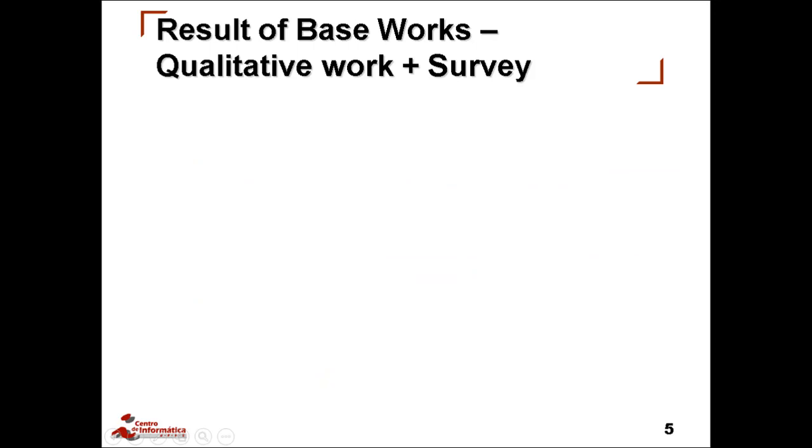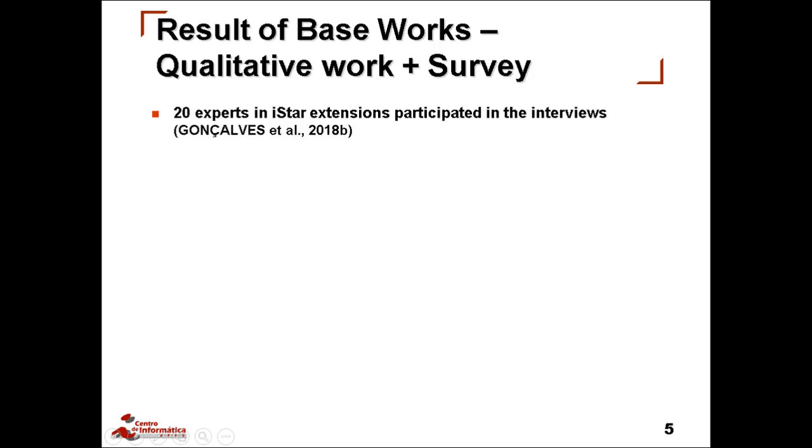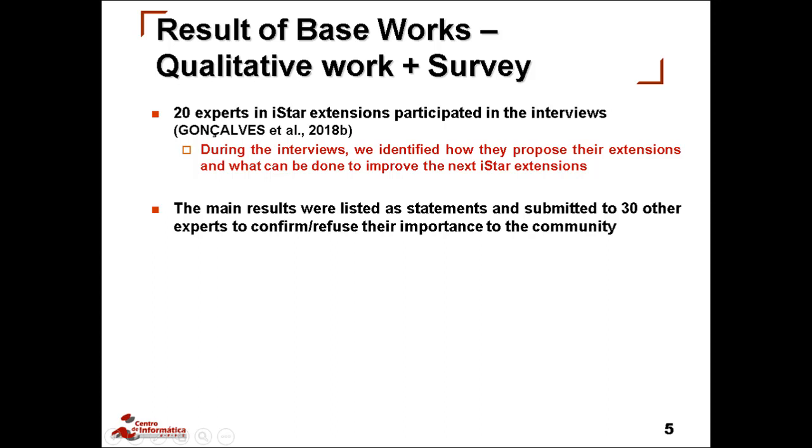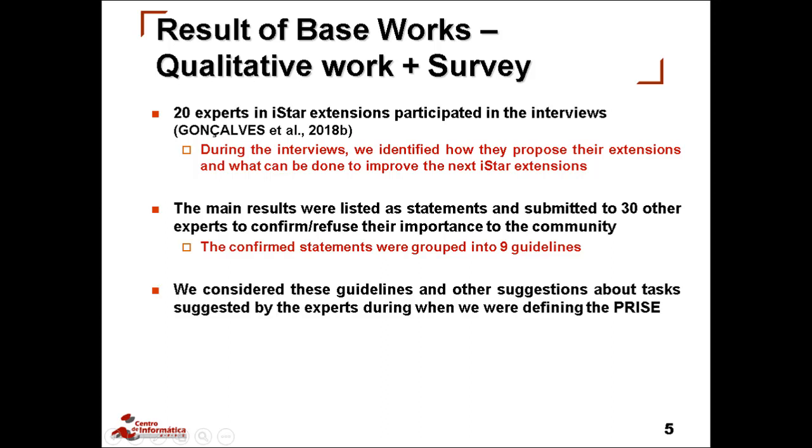Motivated by the results of the systematic literature review, we performed a qualitative study followed by a survey. Then, we interviewed 20 experts in I-star extensions. During the interviews, we identified how these researchers proposed their I-star extensions and what can be done to improve these extensions. The main results were represented as statements. These statements were submitted to 30 other experts to confirm or refute their importance to the community. Statements considered important were used to generate 9 guidelines. We used those guidelines and other suggestions given by the experts when we were creating PRISE.